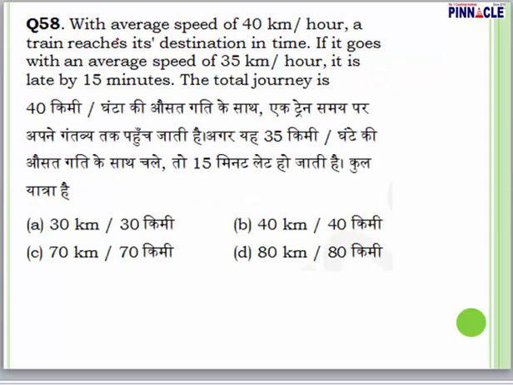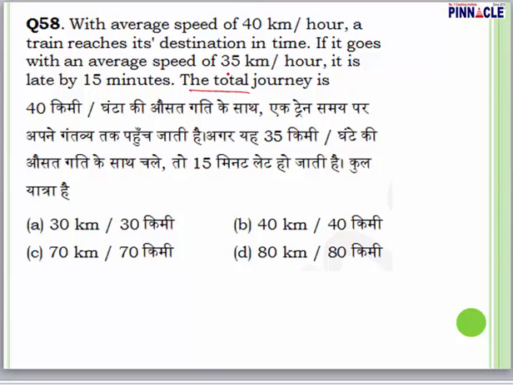And question number 58. With an average speed of 40 km/h, a train reaches its destination in time. If it goes with an average speed of 15 km/h, it is late by 15 minutes. Total journey would be how much? If you find such kind of question, you should always try by taking LCM.